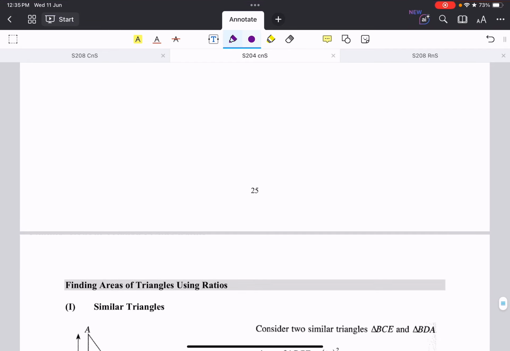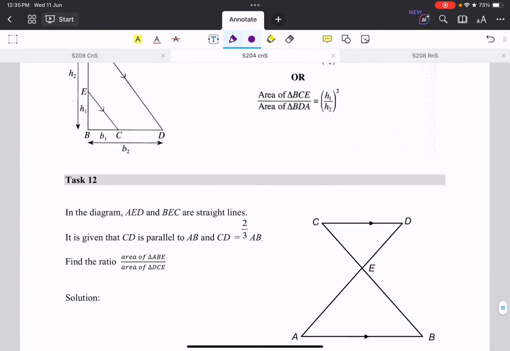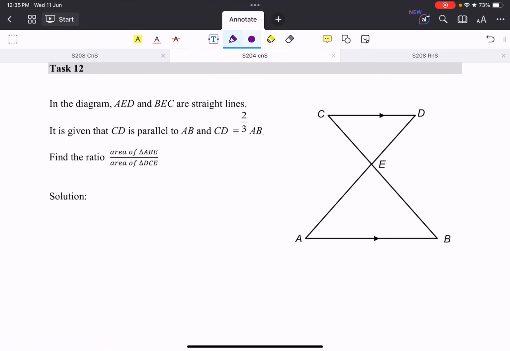Right, moving on. Okay, find the area of triangle using ratio. We can do that. So again, this is the information we already know. In the diagram, AD and BC are straight lines, and it's given that CD is parallel to AB, and then you have the ratio. So let's find the areas of these two triangles, ABE and DCE.